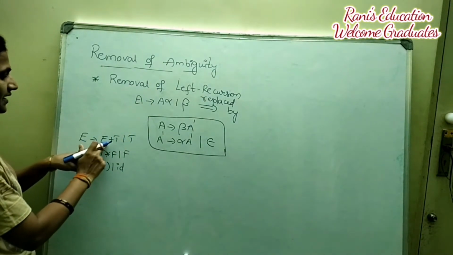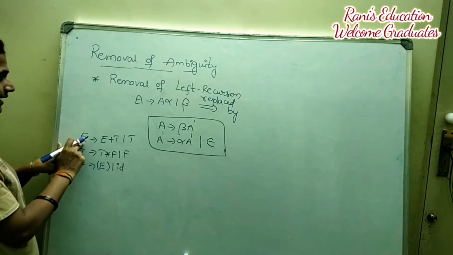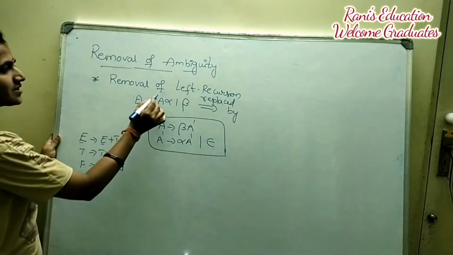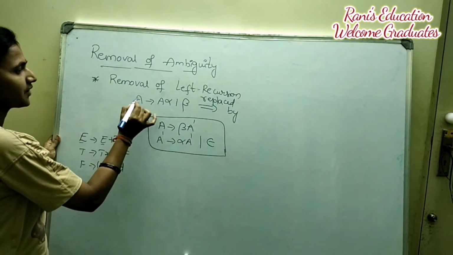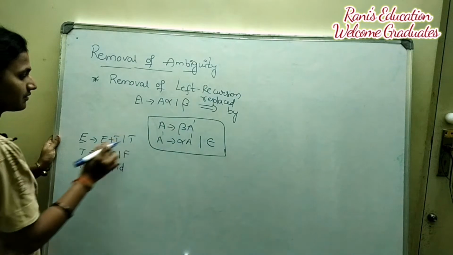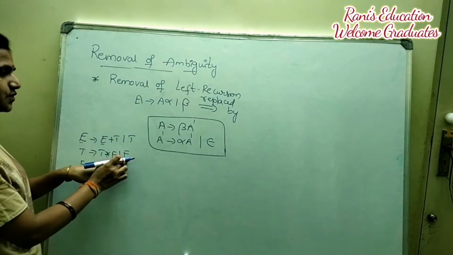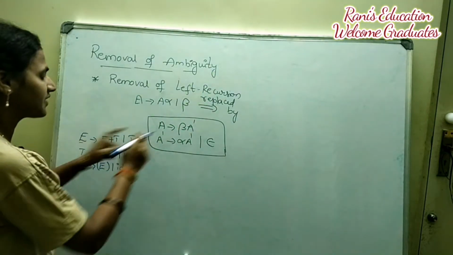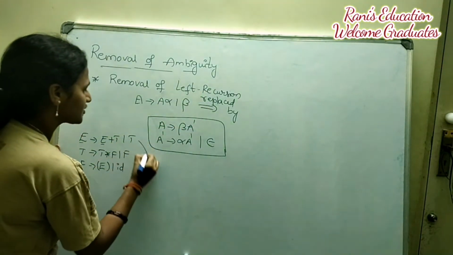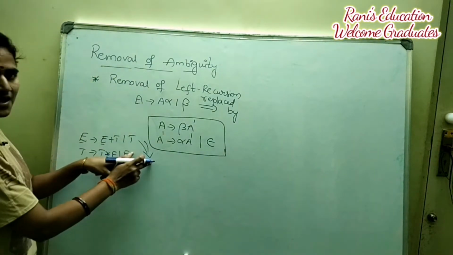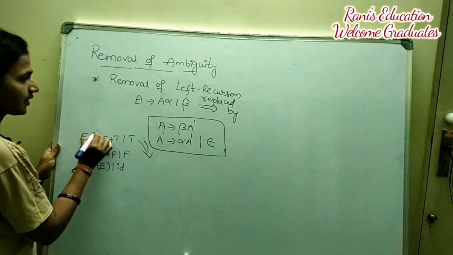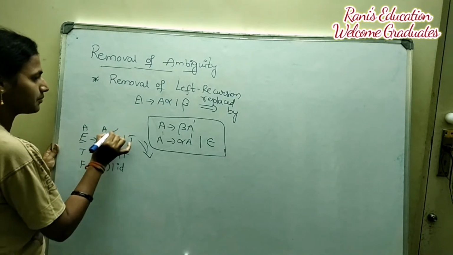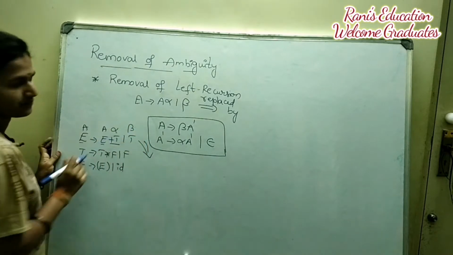Here we can see in the first production the LHS and the start of the RHS contain the same symbol, which is nothing but left recursion form, A derives A alpha or beta. The second production also has the same form. After applying this rule to the first production, E derives E plus T or T, here A alpha is E plus T and beta is T.